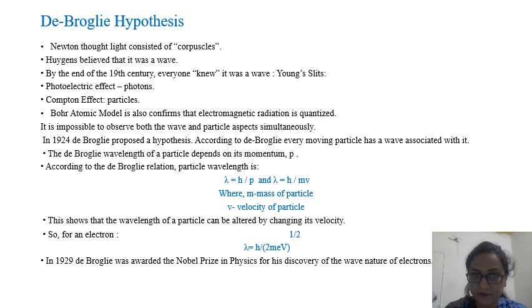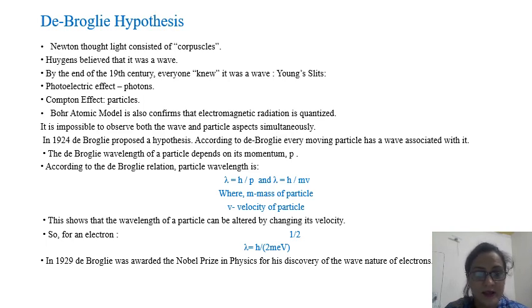Young's slit experiment showed this. The photoelectric effect and the Compton effect are phenomena which confirm the particle behavior of radiation. The Bohr atomic model also confirms that electromagnetic radiation is quantized. It was impossible to observe both the wave and particle aspects simultaneously.